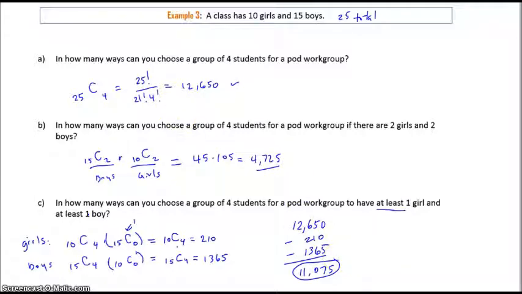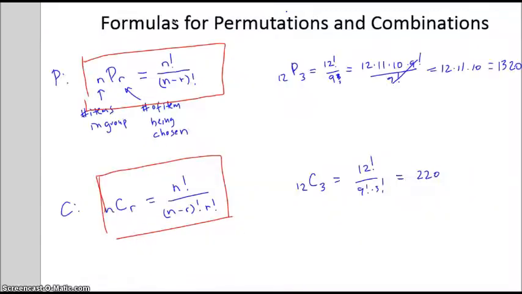Just to finish off, if I click back to our formulas for permutations and combinations, just to review: permutations are when order is important. Combinations are for when order is not important. The formulas are related. The only thing that's different between them is this factor down here, the r factorial, and what that r factorial is doing is undoing the order being important. So that's a good way to remember it instead of just blindly memorizing the formulas.